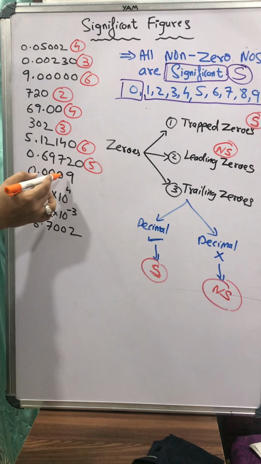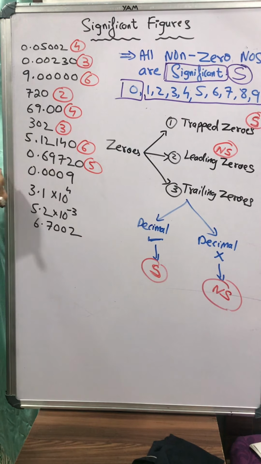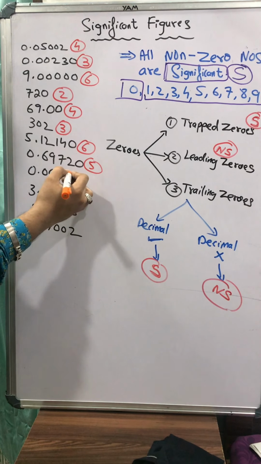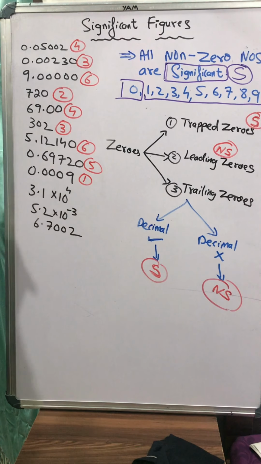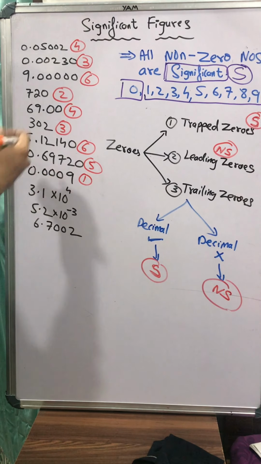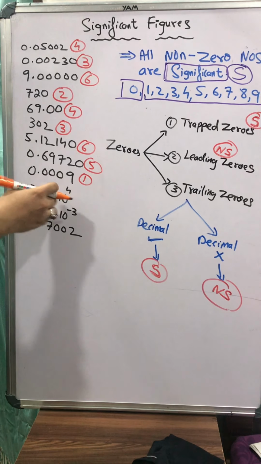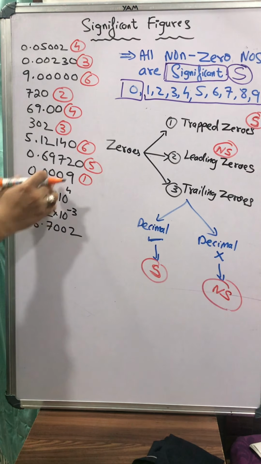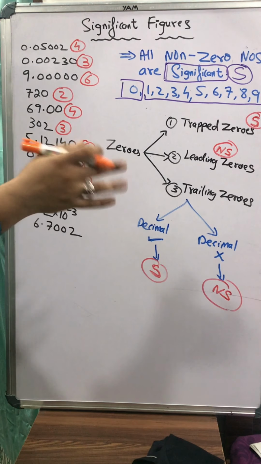Over here we have so many zeros and they are called leading zeros, and leading zeros are always non-significant, so these will not be counted. Only 9 will be counted. We have 1 significant figure over here. Okay, and over here students, whenever we have anything as a power of 10, that is not considered as significant. Always remember this, 10 raised to 4 will not be considered significant.